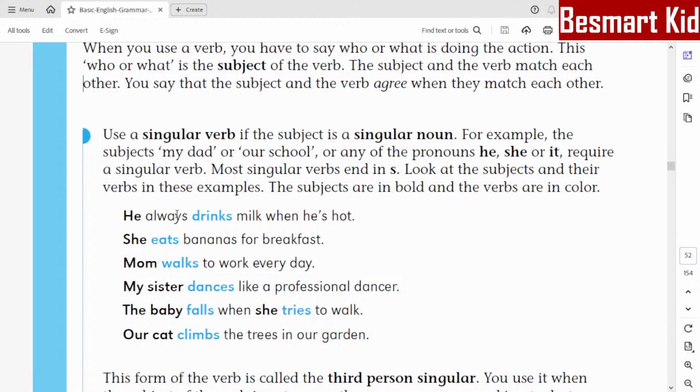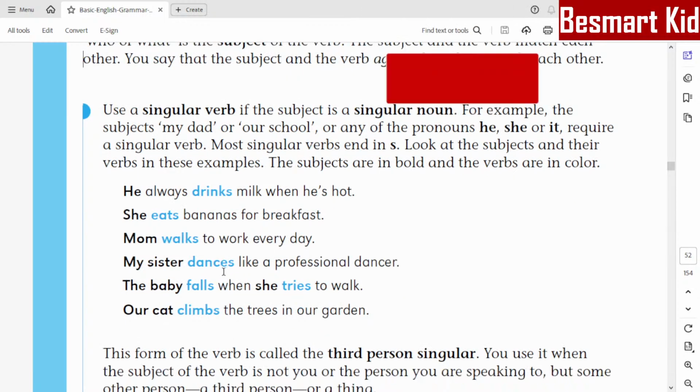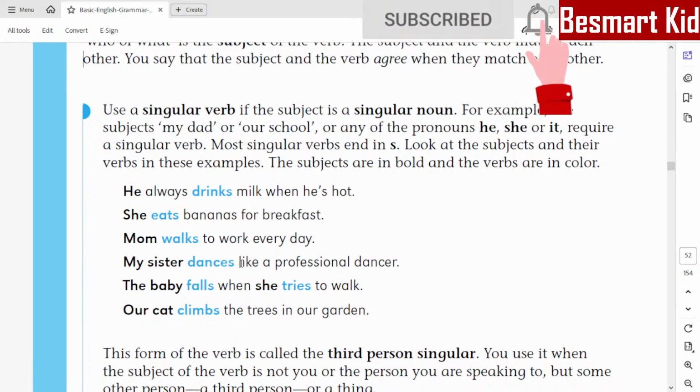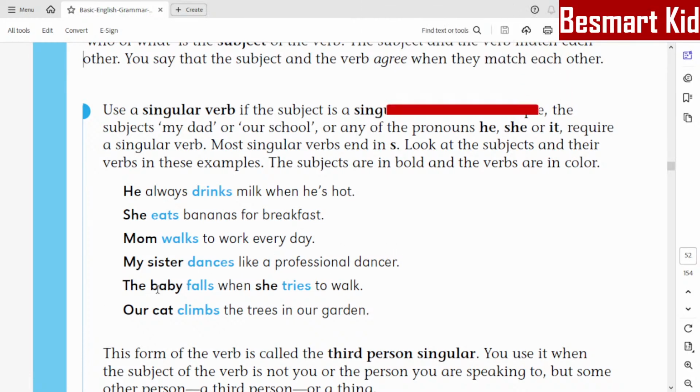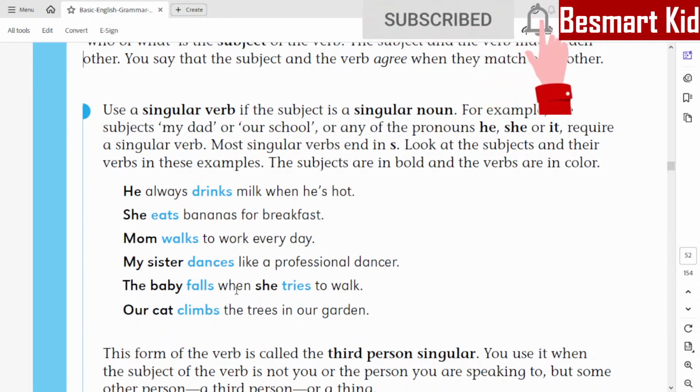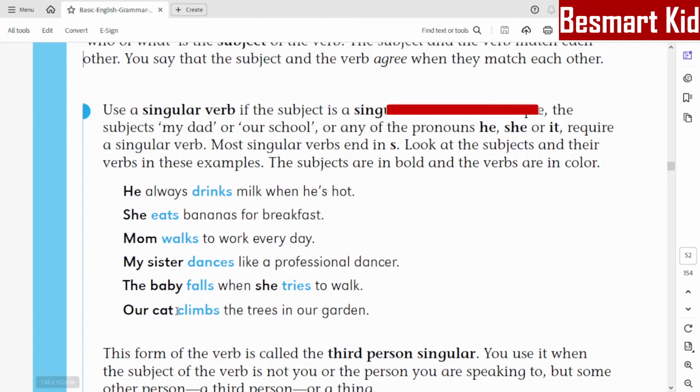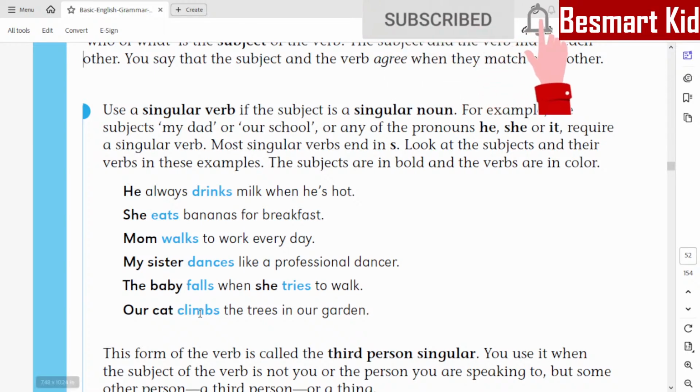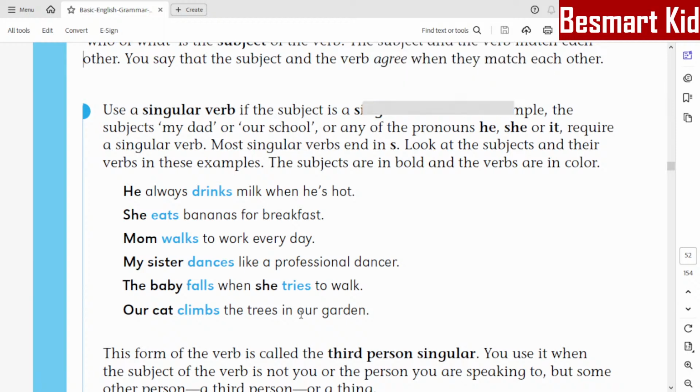So we have those sentences here. Other examples. He always drinks milk when he is hot. She eats bananas for breakfast. Mom walks to work every day. My sister dances like a professional dancer. The baby falls when she tries to walk. Our cat climbs the tree in our garden.